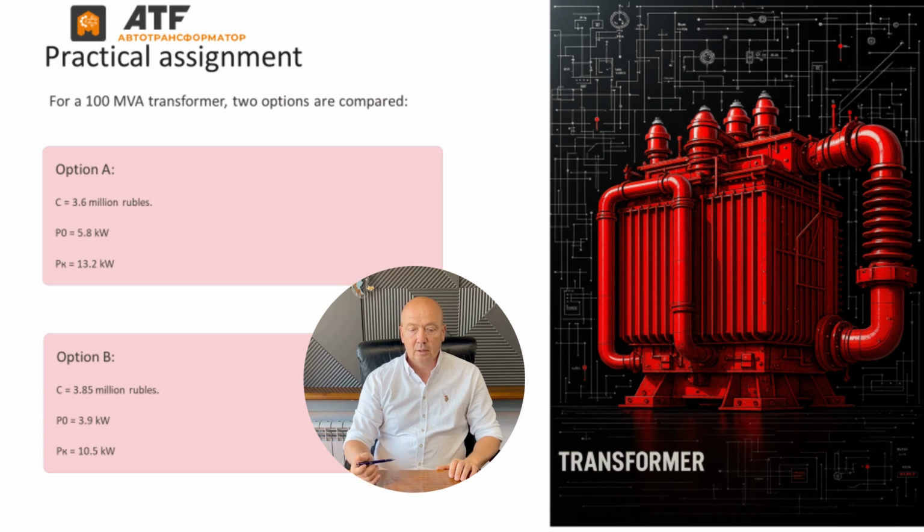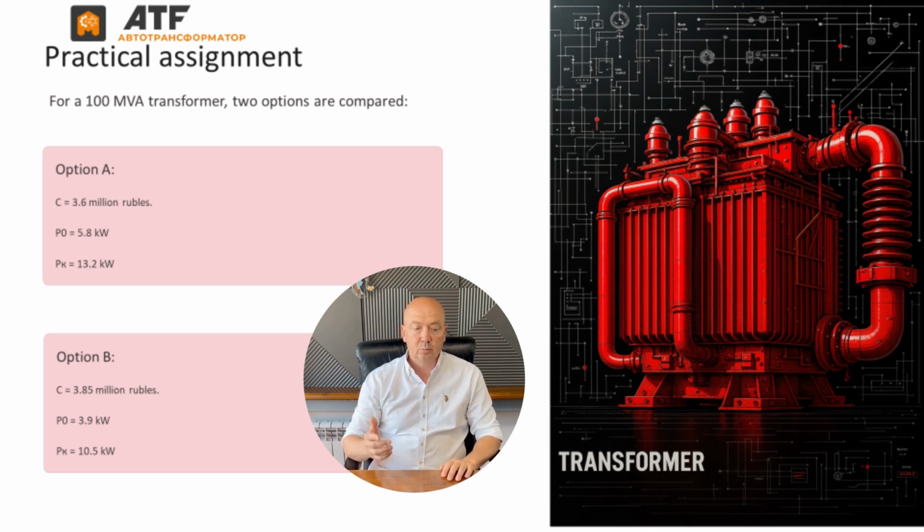Now calculate. For option A, 5.8 times KY, that is 2,950 equals 17,110 rubles. 13.2 times 1,850 equals 24,420 rubles. Total capitalization equals 41,530 rubles. Total cost of ownership equals 3,641,530 rubles.